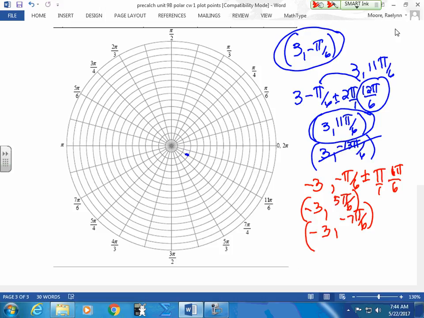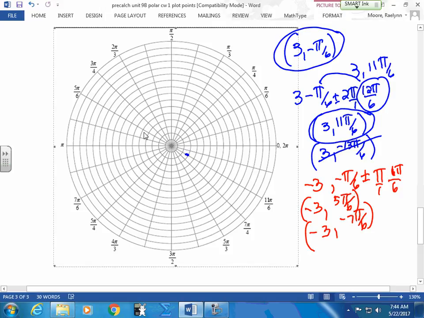Now let's see if that point exists through your pole. So if I came through my pole, straight through, here I am. Am I at the 5 pi over 6? And if I would be at the negative 7 pi over 6, do you see that it adds up to the 12 pi over 6 still? So that's a good way to check.